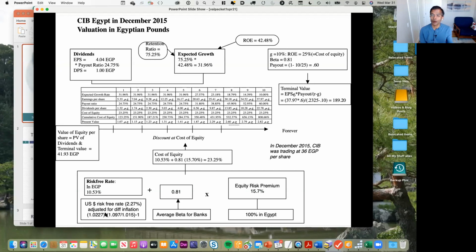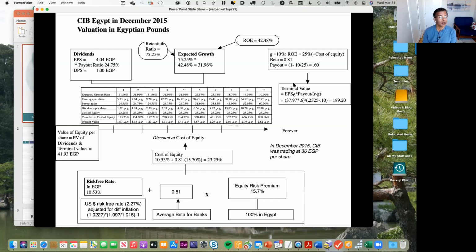Now remember, normally the way we estimate risk-free rates is we start with the government bond rate and do that little kabuki dance of default spreads. I can't do that here because the Egyptian government doesn't have long-term bonds. So I use the cheating way: you start with the dollar risk-free rate and adjust for differential inflation. The risk-free rate in Egyptian pounds is 10.153%.